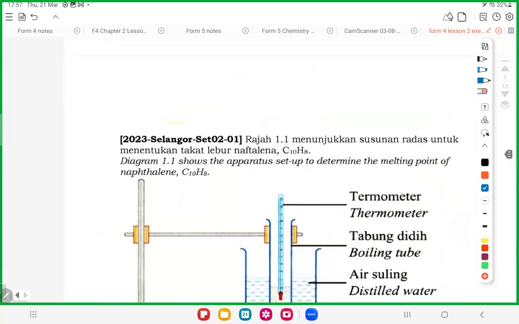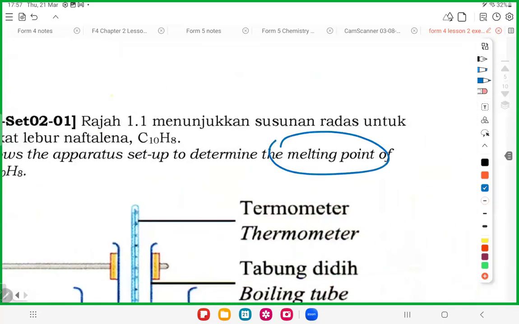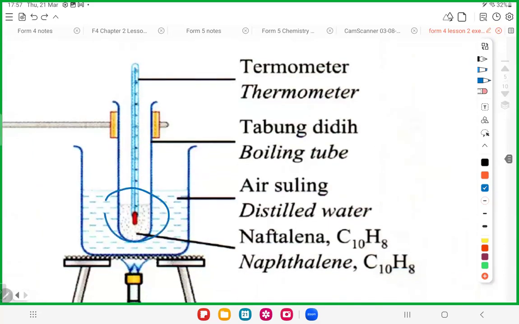Number 1, when you see the word melting point. So melting point means what? You start with a solid. You must have a solid, you heat the solid and make it become liquid. That is the melting point. So I know already this is a solid.